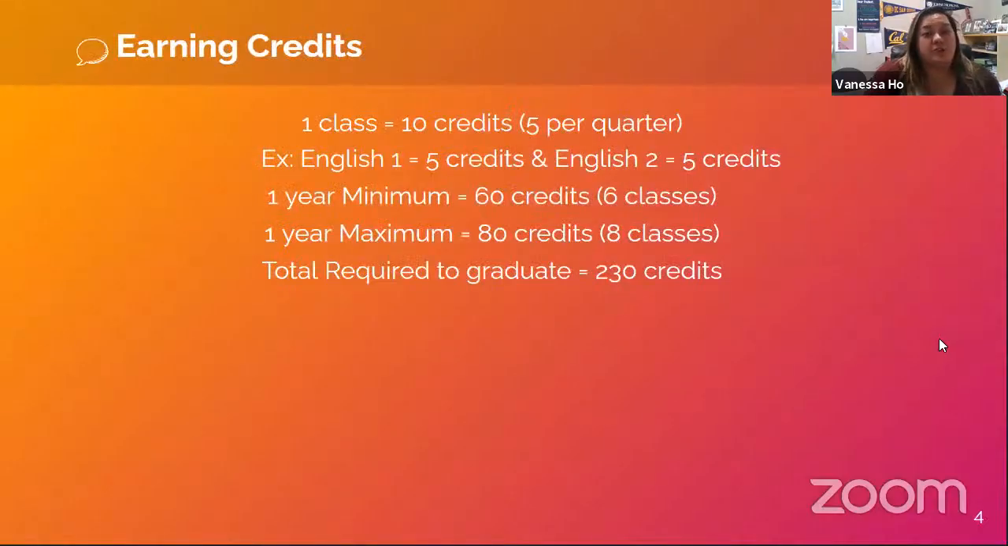So again, in regards to earning credits, each one of our classes that is in one of the periods 1, 2, 3, 4 typically earns 5 credits each quarter. So each class is worth 10 credits.